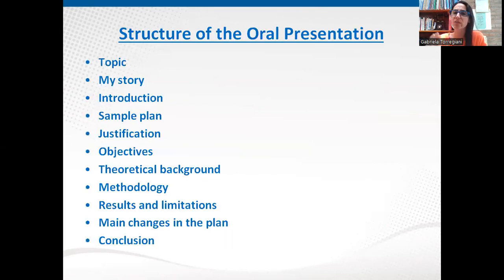Let me share the structure of the oral presentation. When I presented, I talked about the topic. I shared something about my story or my background. Now we're going to be talking about the introduction. I'm going to share a summary of the plan, a sample plan. Then we're going to talk about the objectives of the final project and of the plan as well.